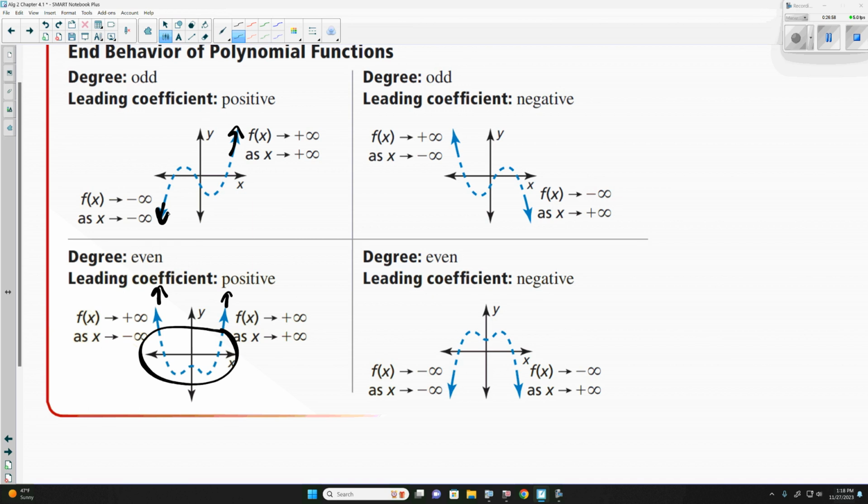And if the degree is even and the leading coefficient's negative, f of x is going to approach negative infinity as x approaches positive infinity.